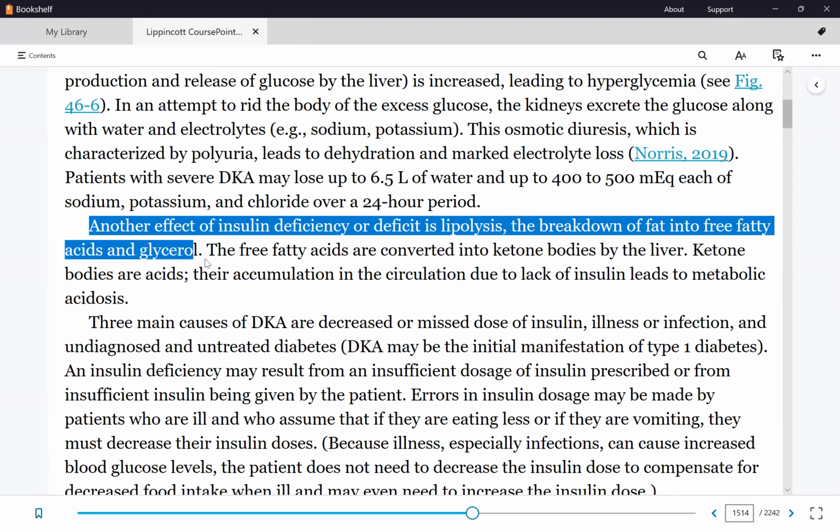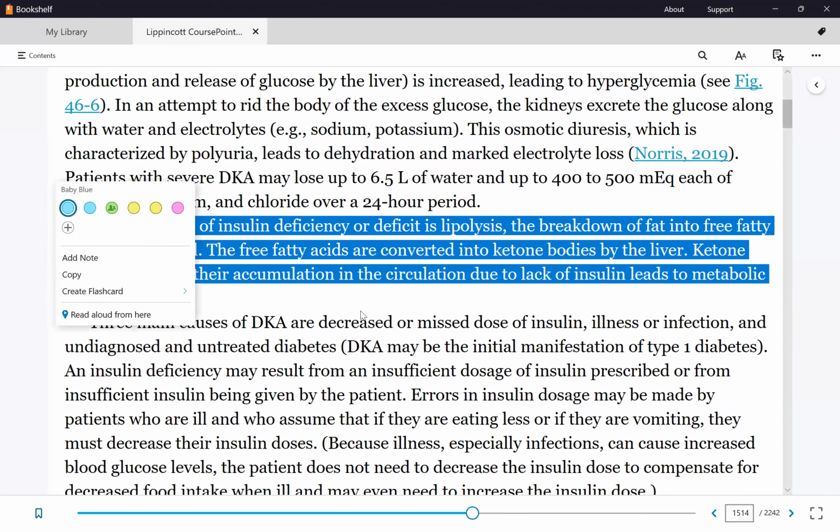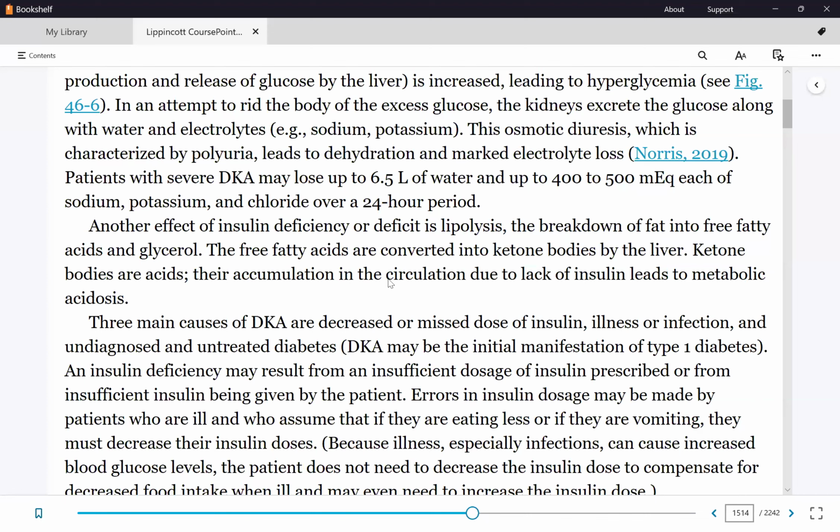Ketones. Okay, here, the effect of insulin deficiency: lipolysis. So sugar will be taken from the conversion of fat into glucose. A byproduct is ketones. Ketone bodies are acids. As they accumulate in my body, that will turn my pH acidic. My pH level will drop, going from 7.35 to 7.34, 7.31, 7.3, etc.